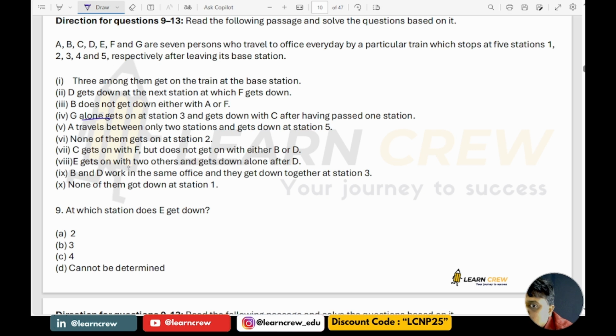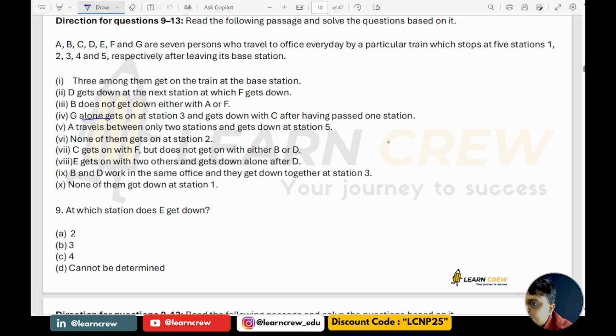E gets on with 2 others and gets down alone after D. B and D work in the same office and they get down together at station 3. None of them get down in station 1. Please observe here.